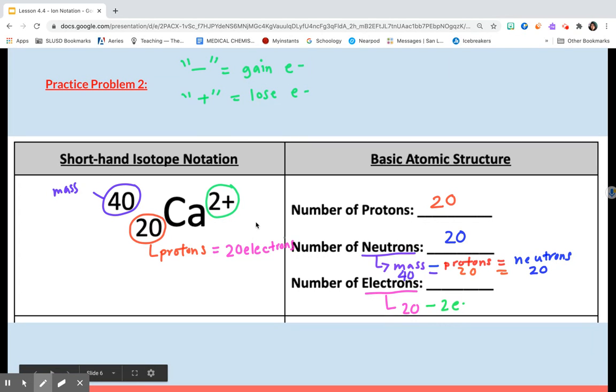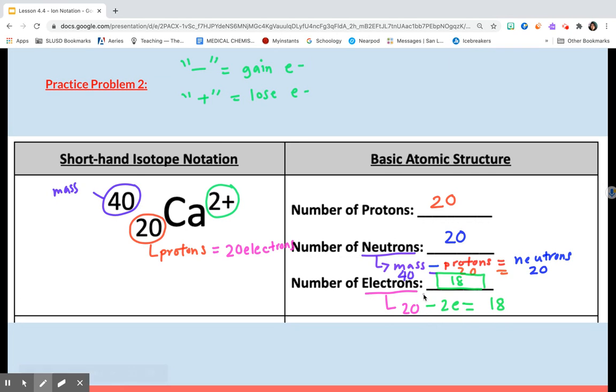Right, so this number comes from here. Again, notice that it's the opposite. So 20 minus 2 will give me a total of 18 electrons. Getting a little messy here. Let me box that for you. My number of electrons is going to be 18 in this case.